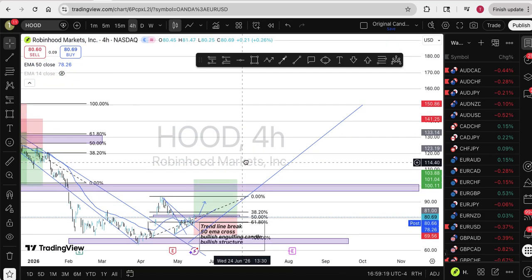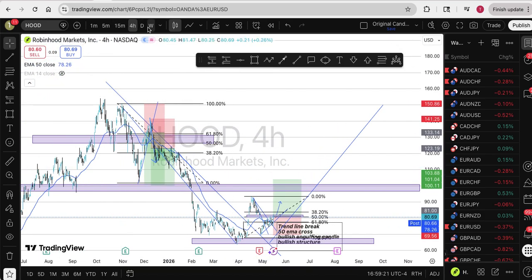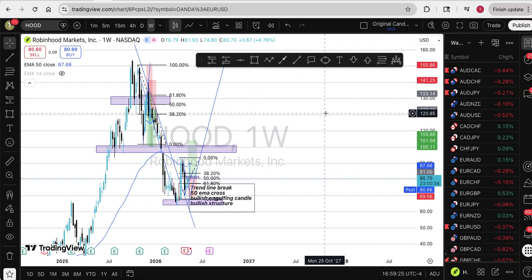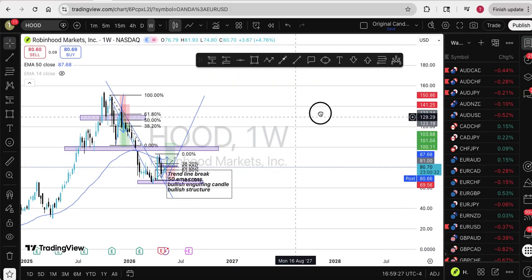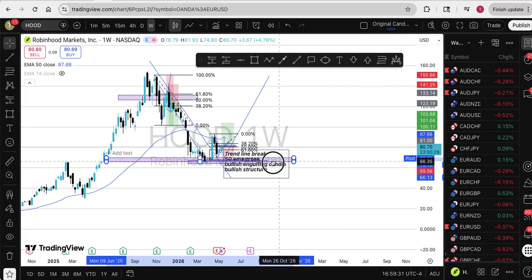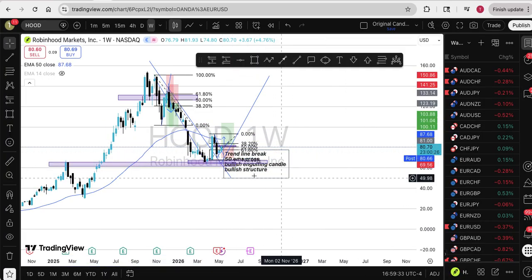So you see this trend like this going all the way back to the weekly time frame. This is why it's always good to analyze the market from the weekly time frame. Now I don't care about this resistance anymore. I'll do something like this.